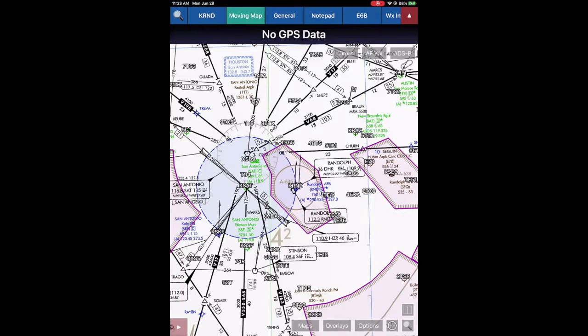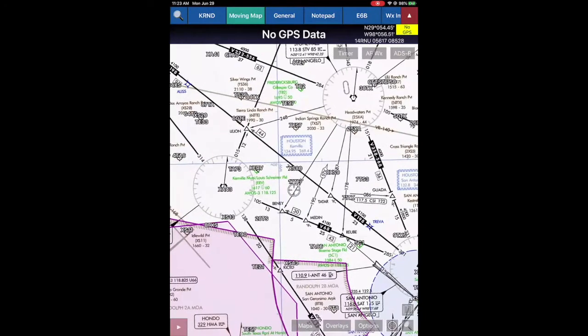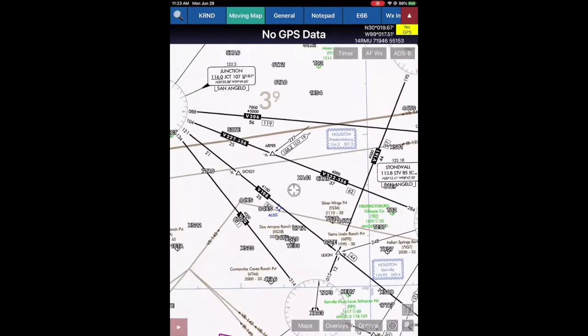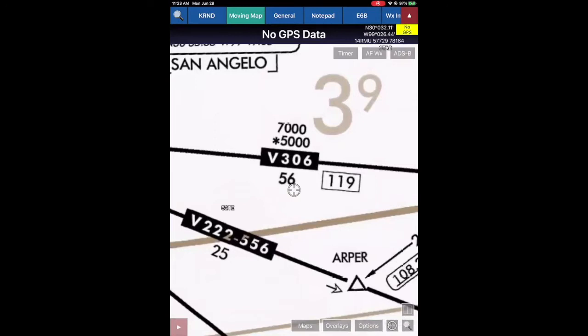You can see here, I have my moving map open. So let's take a look at some of the things that we have on this map. Let's see here, Victor 306. I see a bunch of numbers here. Just above it, I see a 7,000, and I see an asterisk 5,000. What are those numbers? What is the 7,000?